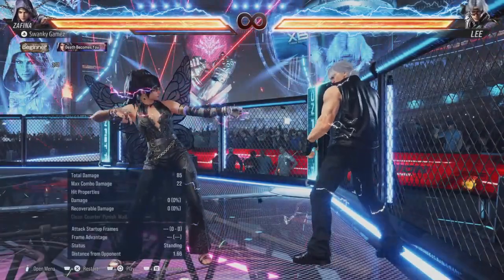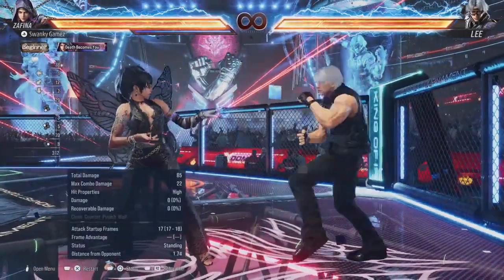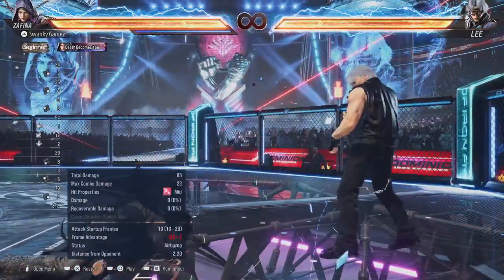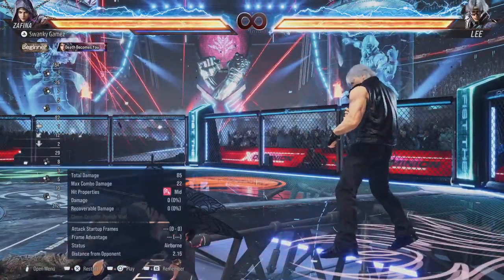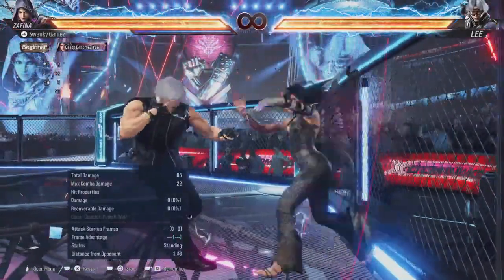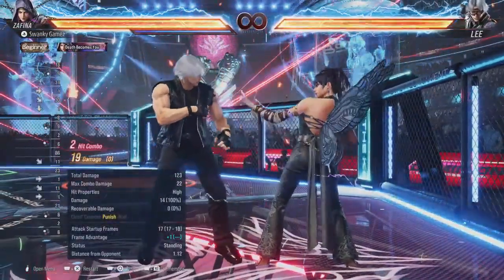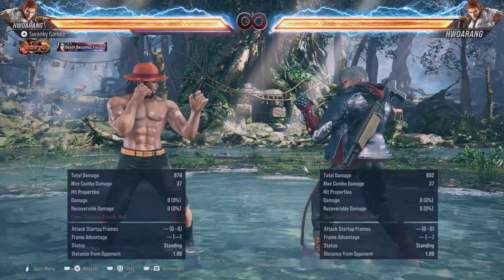Another example would be Lee's forward 2-1. It's actually a -10 move that's a mid-high, but because it has so much pushback, unless their back's to the wall, they're not going to get a punish for it. So there are certain exceptions of that nature.